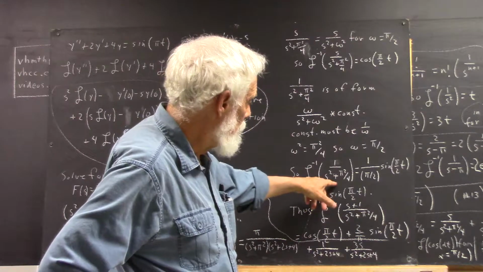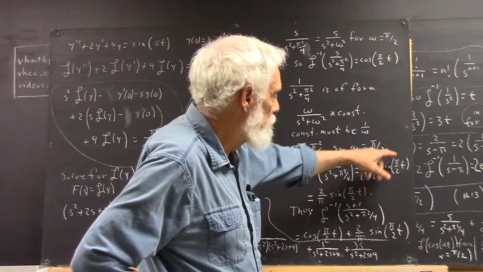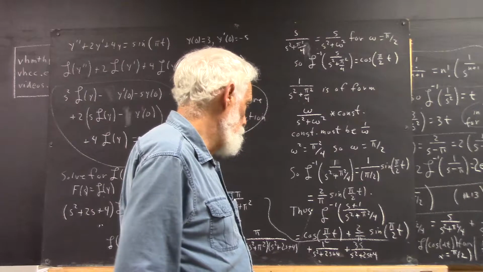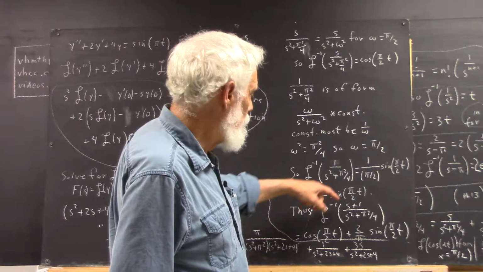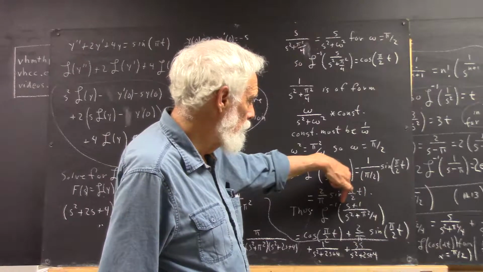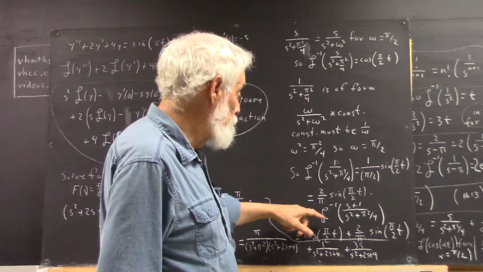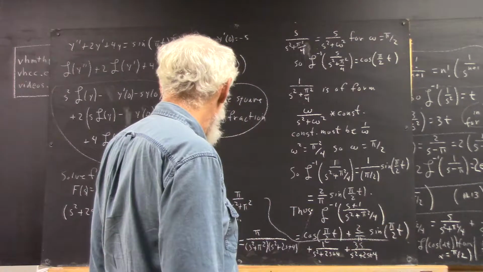So the inverse Laplace transform of this is 1 over pi over 2 times the sine of pi over 2 t, 2 over pi times the sine of pi over 2 t. So the inverse Laplace transform of our S plus 1 over S squared plus pi squared over 4 is cosine of pi over 2 t plus 2 over pi sine of pi over 2 t.